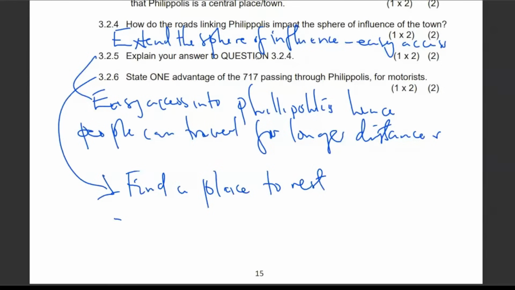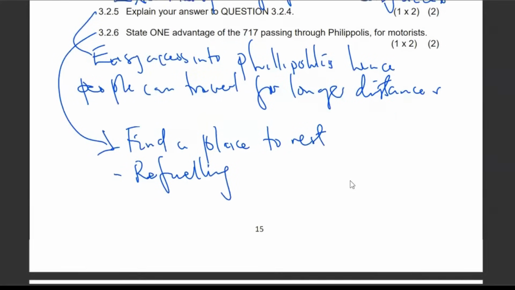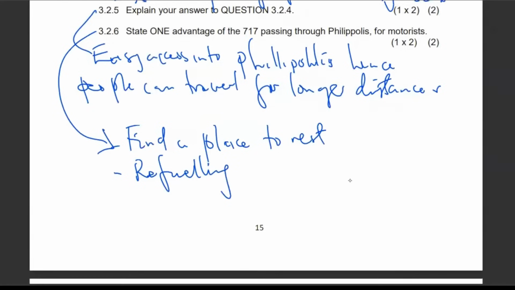If they want to take a rest, then they can take a rest in Philippolis, or you can talk of refueling. Motorists can take a chance to refuel because the 717 is passing through Philippolis. And also, we can look at easy access to services.